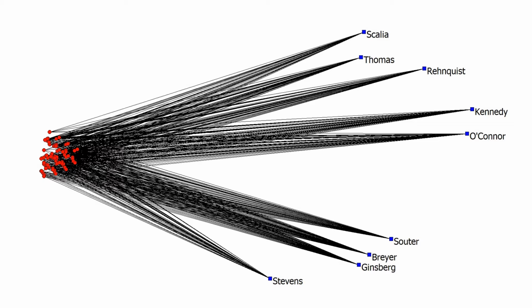Here is a network visualization of the matrix. On the left, there are red dots that represent cases. They are the rows in the matrix we just saw. On the right, blue squares represent the Supreme Court justices. They are the columns in the matrix we just saw. The ties mean the justices' decisions on cases were in agreement with the majority decision.